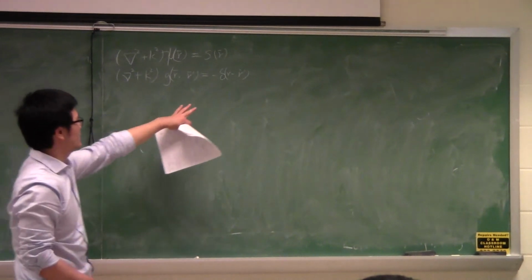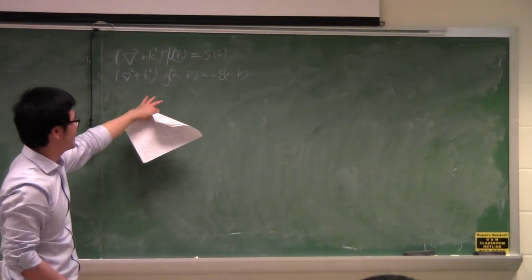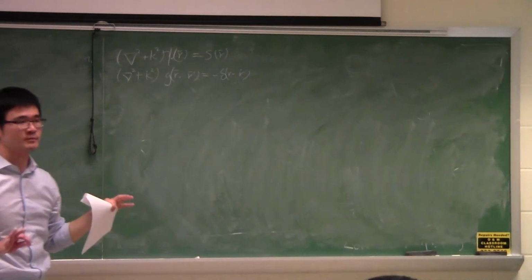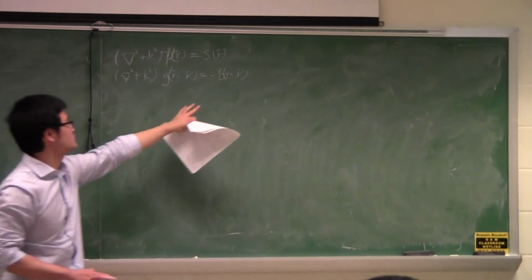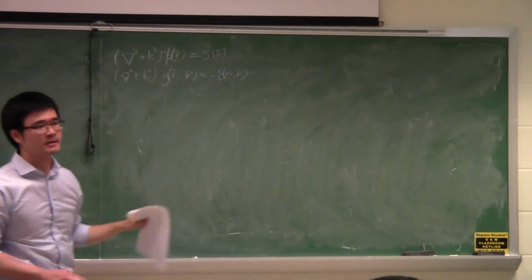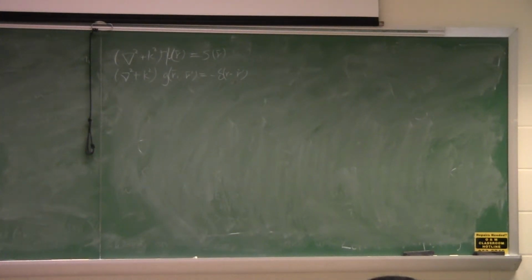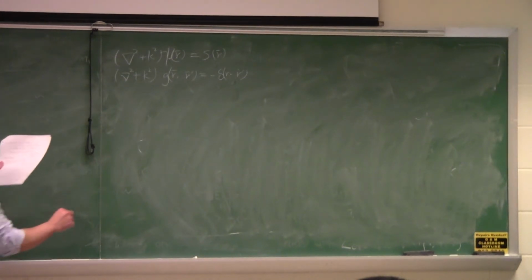Now, to simplify the derivation, I can shift the whole system. Right now the delta source is at R prime. I can shift the whole system from R prime to the origin, and the problem still stays the same. I think in math it's called stationarity. So I can shift the whole system to the origin without loss of generality.